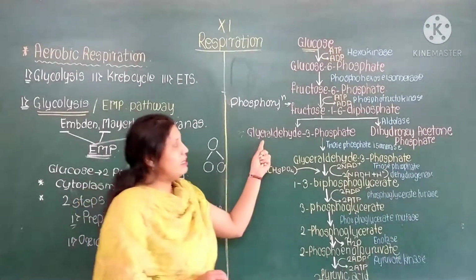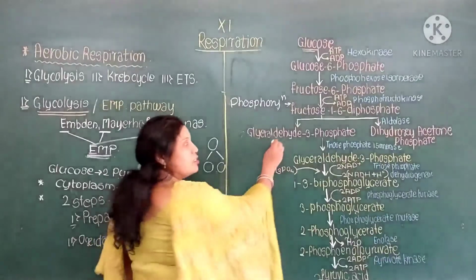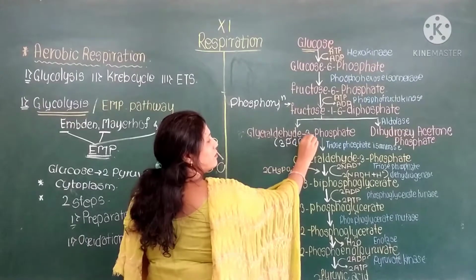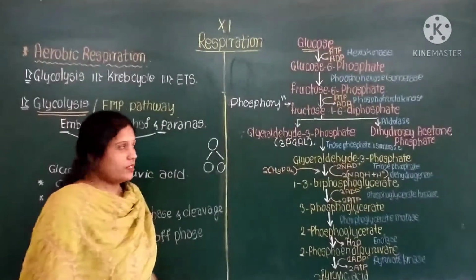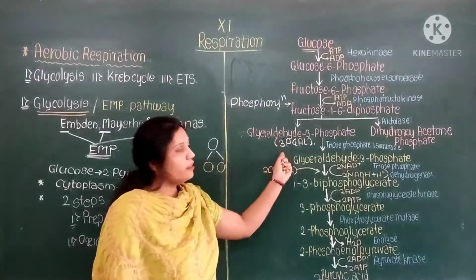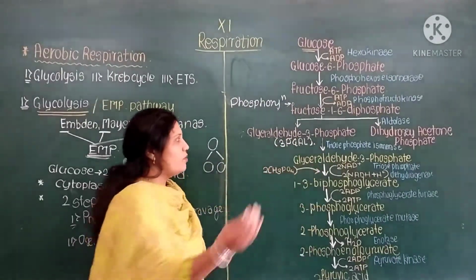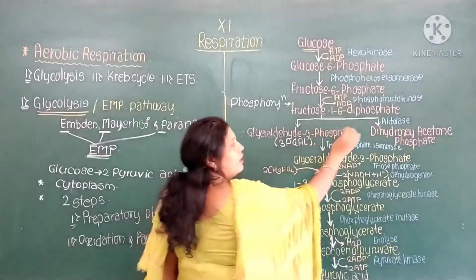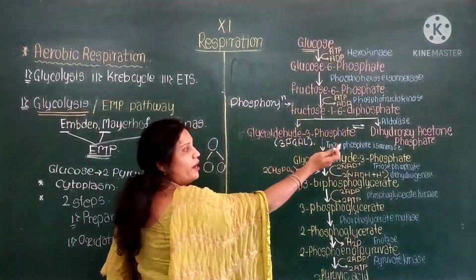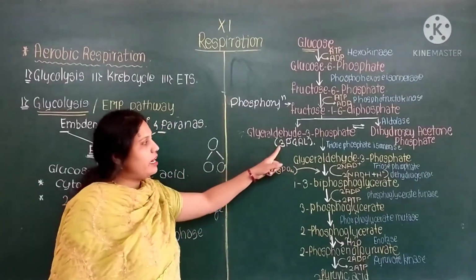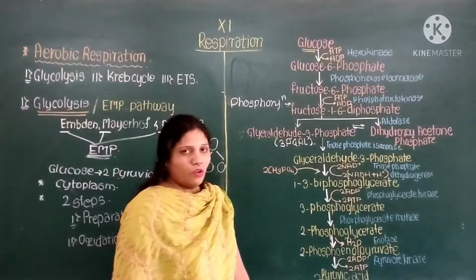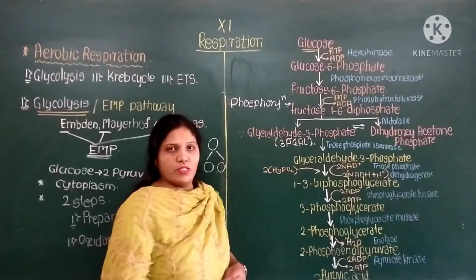Okay, so here glyceraldehyde 3-phosphate is also known as phosphoglyceraldehyde. Then after the cleavage, remember these are interconvertible, meaning the dihydroxyacetone phosphate can convert into the phosphoglyceraldehyde, or the phosphoglyceraldehyde can convert into the dihydroxyacetone phosphate. That interconversion takes place.